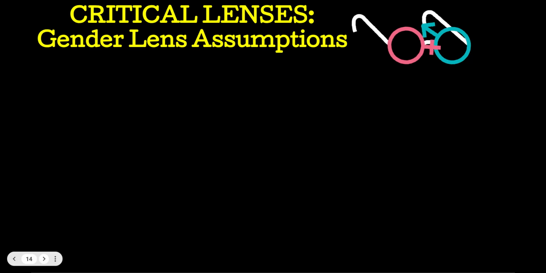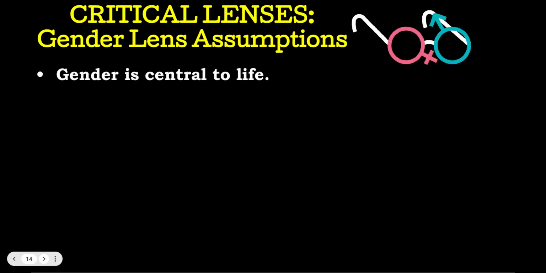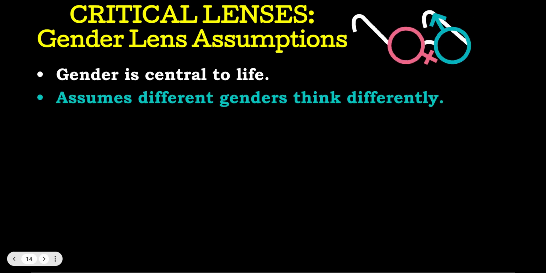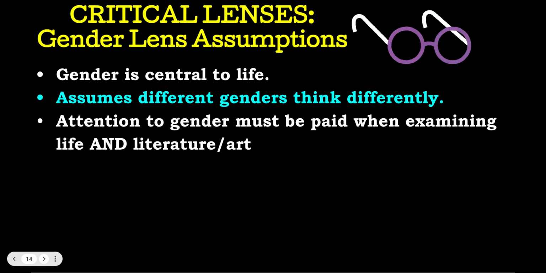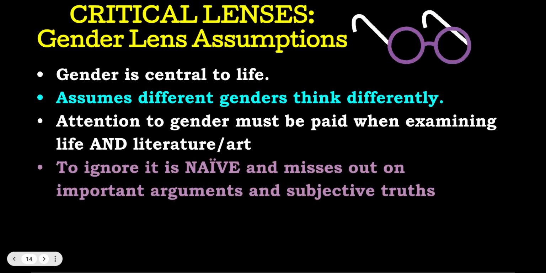So one kind of critical lens people use is a gender lens, and these are the assumptions of this lens. I'm not saying anything about the truth or untruth of any of these points. I'm just saying this is what the lens uses. These are assumptions, okay? So one is that gender is central to life. It assumes different genders think differently. And it claims that attention to gender must be paid when examining life and art or literature, and to ignore it is naive and misses out on important arguments and subjective truths. People from different genders see different realities and have different experiences.